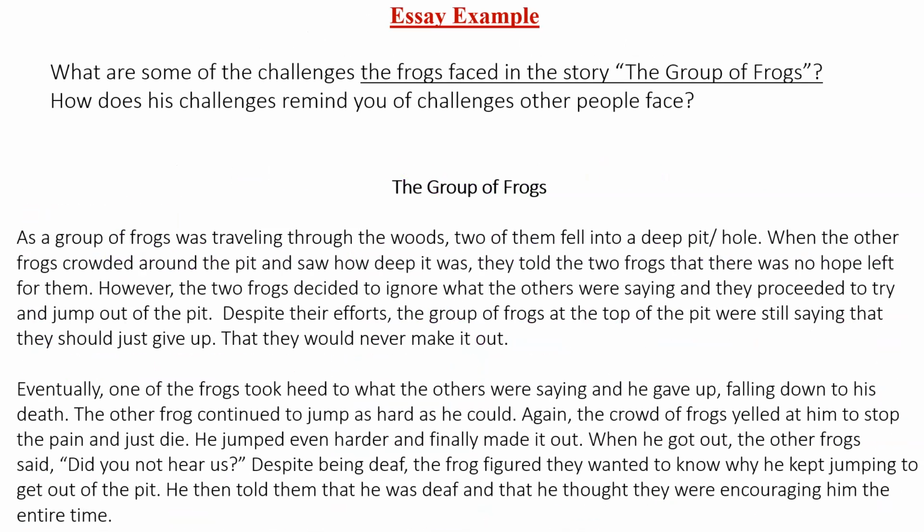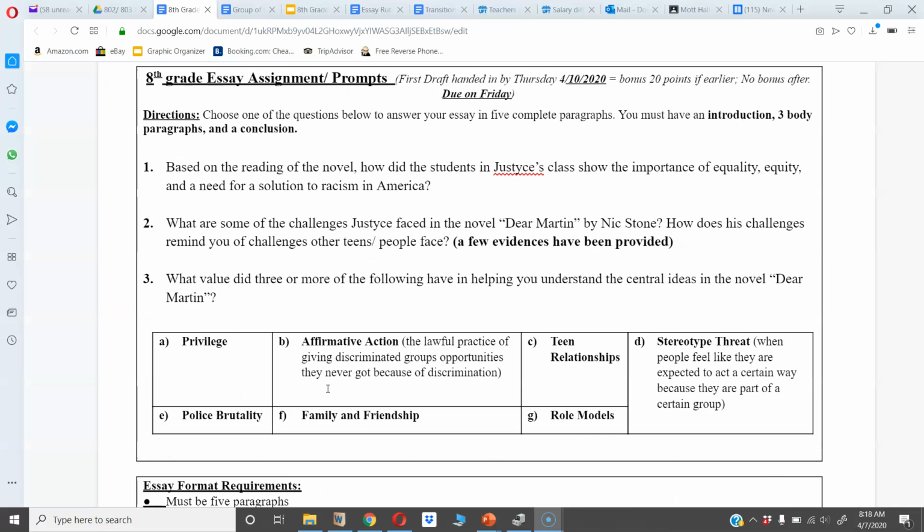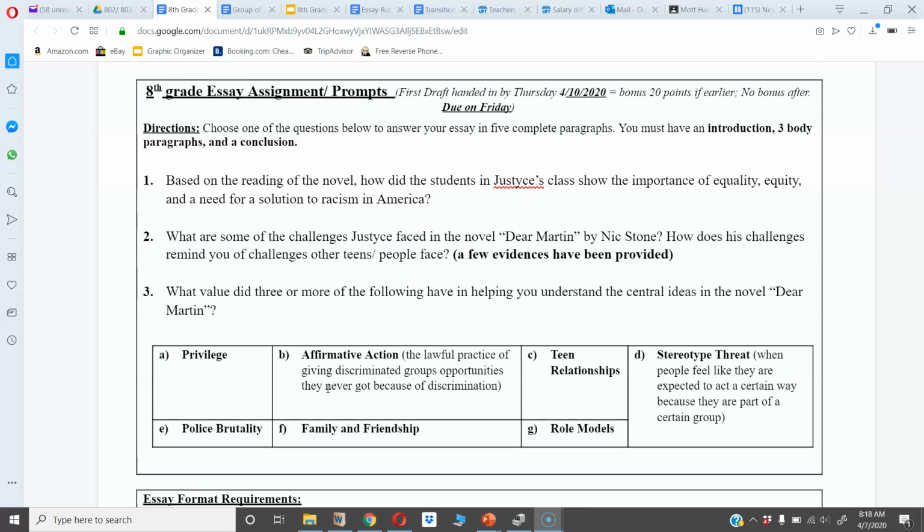The other thing is the essay prompts and rubrics. We're going to be using the Group of Frogs story as an example, and I'll try to make it as clear as possible, which is going to be in another video. These are the prompts right here. Notice the first draft is handed in by Thursday, 4/10, with a bonus of 20 points if earlier. No bonus after it's due on Friday. Again, do not try to rush to get this bonus, but I want you to make sure you're staying on task and really focusing on getting this done.